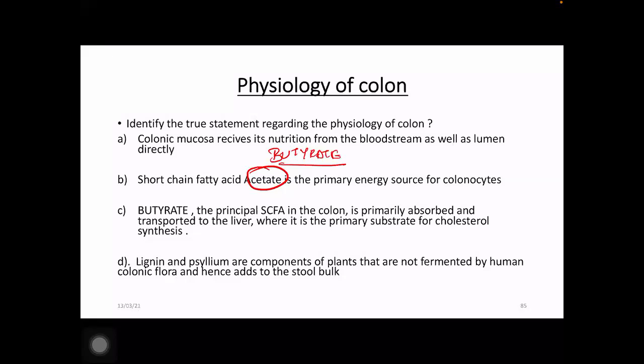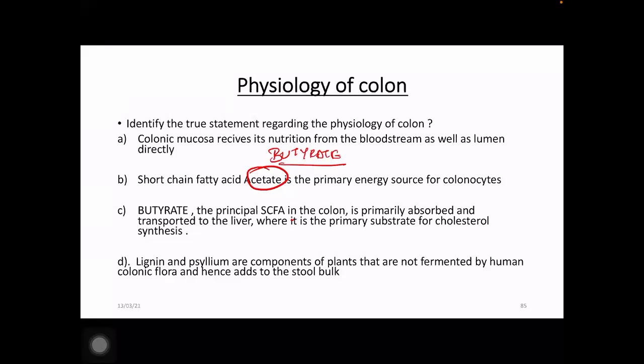Okay. Butyrate, the principal short chain fatty acid in the colon, is primarily absorbed and transferred to the liver, where it is the primary substrate for cholesterol synthesis. True or false? It is false. Acetate is the one involved in cholesterol synthesis, and butyrate is not taken to the liver for cholesterol synthesis.